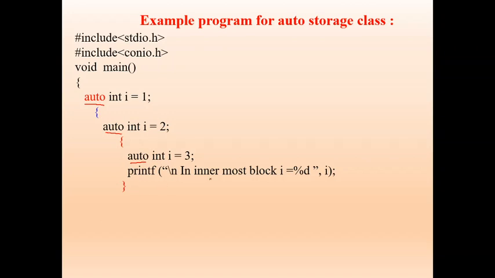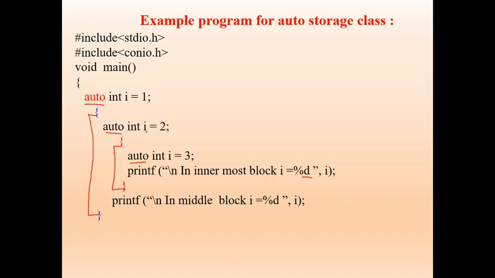Now if I use this print statement, what will be the i value in this innermost block? i is 3. That means for the variable auto int i equals 3, its scope is within these red braces, because in the auto storage class the scope is within the block. If I give printf i equals percentage d in the middle block, within these blue braces, what is my i value? The i value is 2. You see, the variable scope is within the block. Block means between the braces.